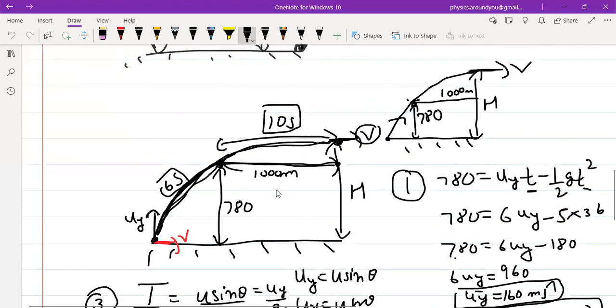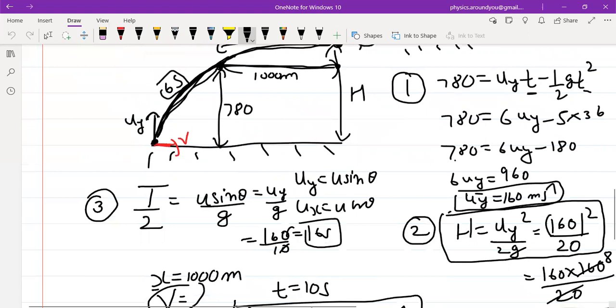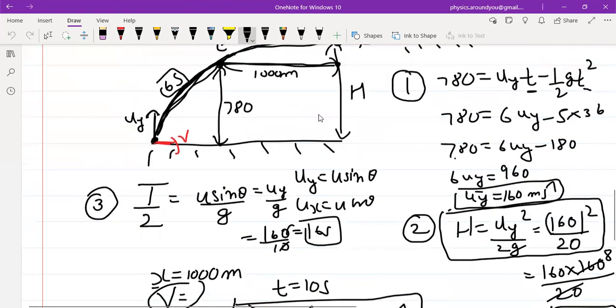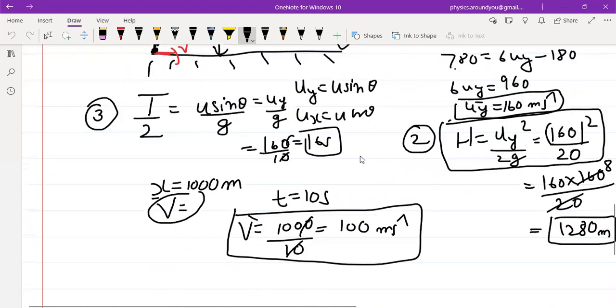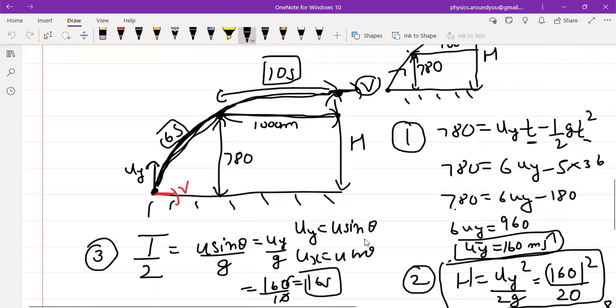So that is it. Here, the food packet was dropped from a height of 1,280 meters. And with what speed was it dropped horizontally? 100 meter per second. What were the relations we used? We used s equal to ut plus half at square for the 780 part. Why? Because we know the y coordinate and the time taken. We need to find the initial speed. That is only possible by this.